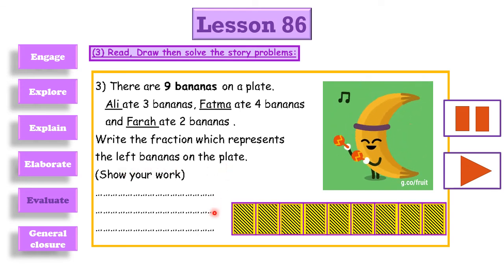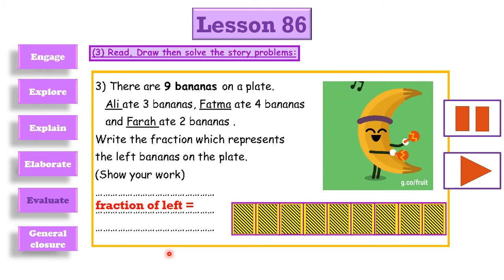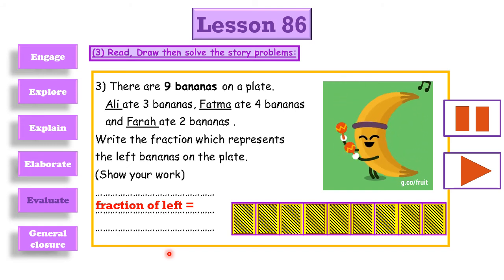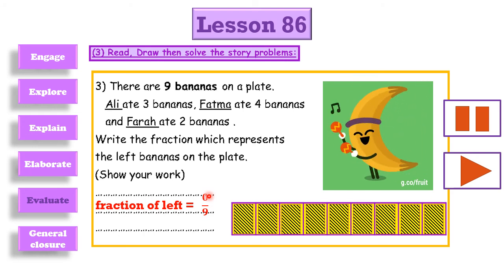Here we have. Did you notice any left bananas here? No. Then go and write down, fraction of left bananas will be, yes, 0. 0, how many? 0 ninths. Okay, 9, all 9, which is in the denominator, and 0 in the numerator. Good job.